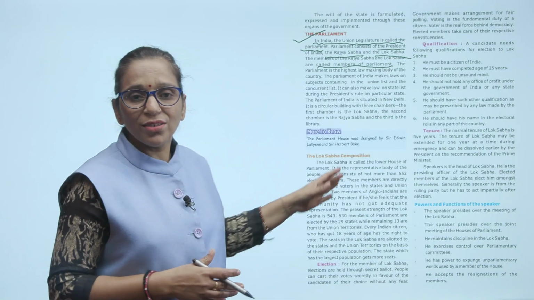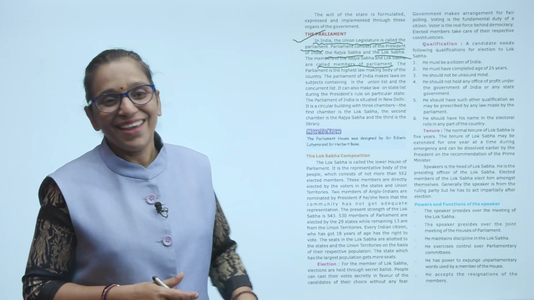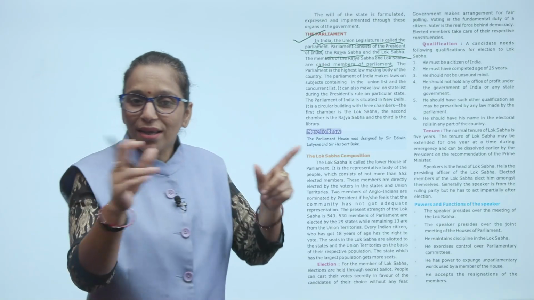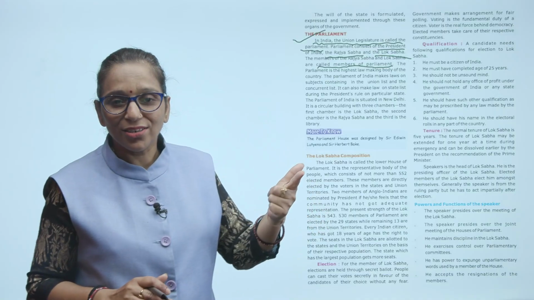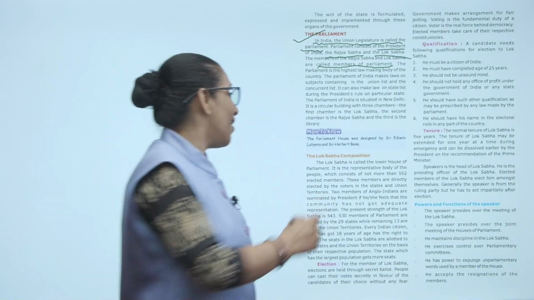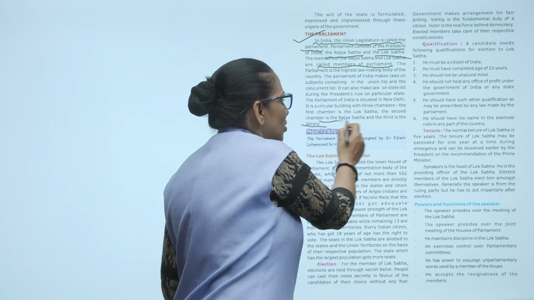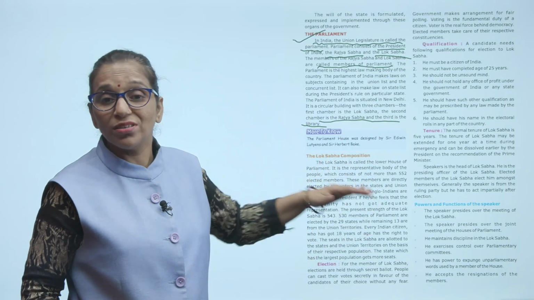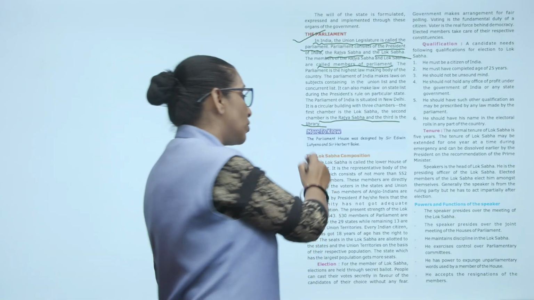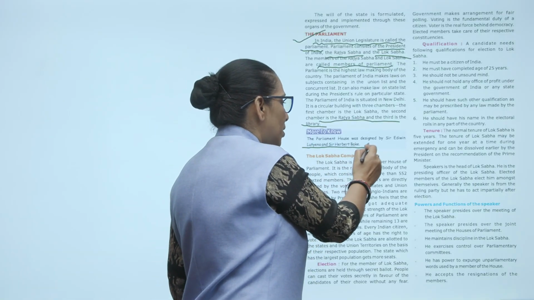The Parliament of India is situated in New Delhi and it is a circular building with three chambers. The first chamber is Lok Sabha, second is Rajya Sabha and third is the library. If you visit, you will find, yes, there are three chambers. The Parliament House was designed by Sir Edwin Lutyens and Sir Herbert Baker. These were the two designers for this parliament.